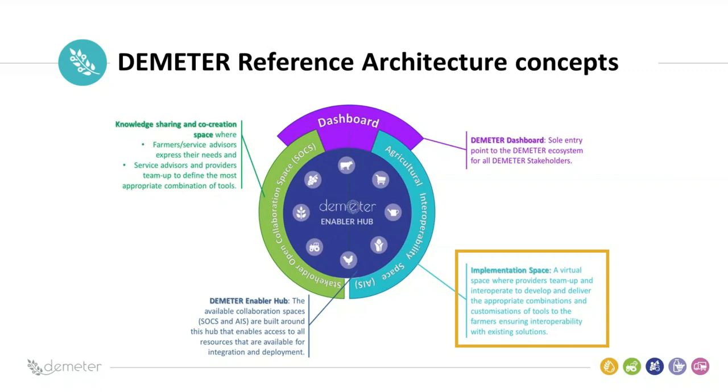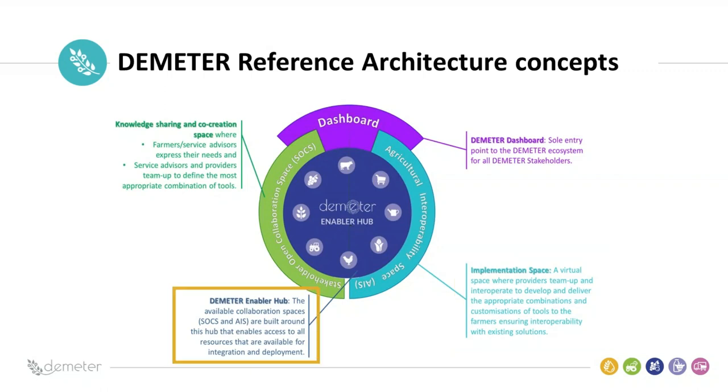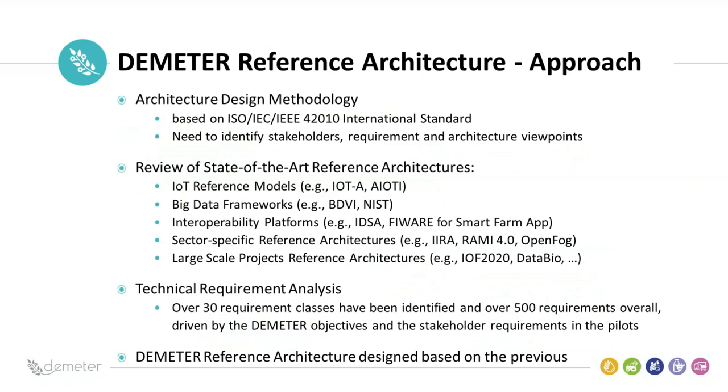The heart of Demeter is the Demeter Enabler Hub. This is where every resource that is compatible with Demeter resides. Every such resource, be it a plain sensor, a piece of software, or an entire system like a platform or machinery, has a representation in the Demeter Enabler Hub. Via this, it is discoverable by any external party that wishes to make use of it. So these are the main concepts of the Demeter reference architecture.